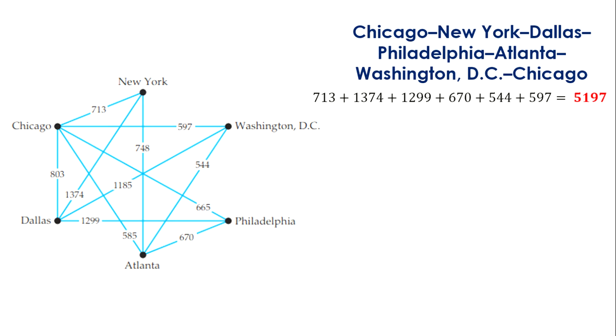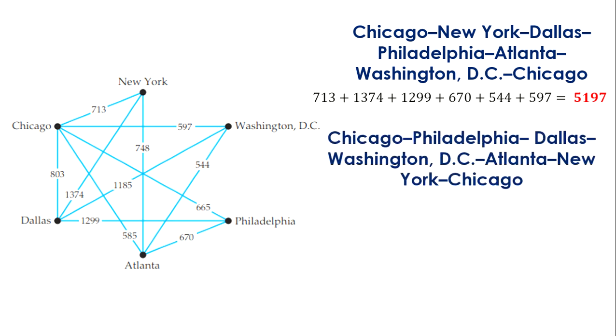Then you try to identify. You start with Chicago, then you visit each city once, and then you go back to Chicago. You can pause, but I'll present another 2 routes here. We have Chicago to Philadelphia, Dallas to DC to Atlanta to New York, then going back to Chicago.